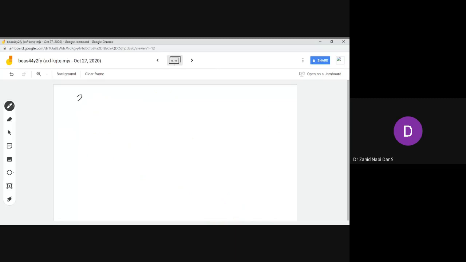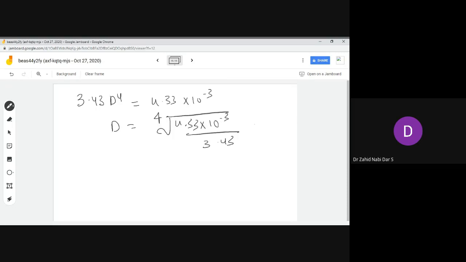You will get 0.343 d to the power 4 is equal to 4.33 into 10 power minus 3. So you'll get d as the fourth root of 4.33 into 10 power minus 3 divided by 0.343, which is around 0.186 meter. Similarly you will get L as 0.343 d square. So here you will get 0.343 into 0.186 whole square. So this becomes around 0.119 meter.